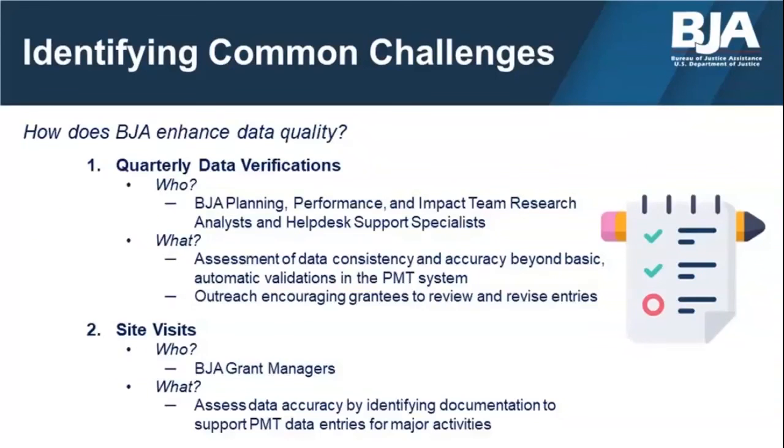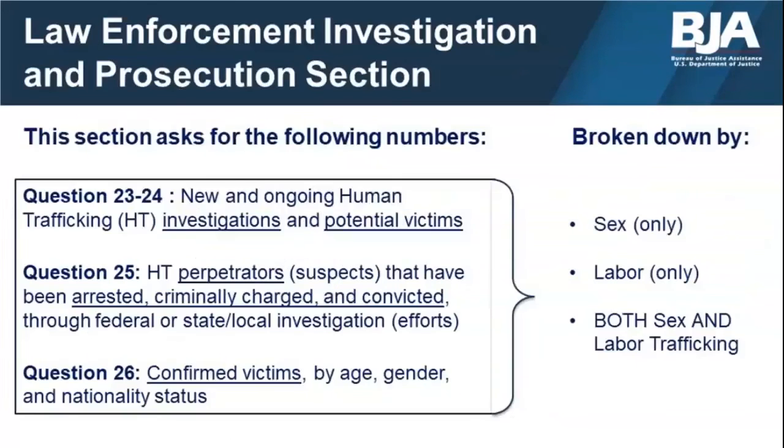To introduce this section, we'd like to share how BJA identifies common challenges. BJA has a team called a Planning, Performance, and Impact Team that essentially works with your performance measurement data to assess data consistency and accuracy. And we reach out to grantees whenever we identify potential issues. Program grant managers also conduct site visits where they identify documentation and verify PMT data entries. At the end of the day, we're here to help, and we're also interested in making sure that you know exactly what to report.